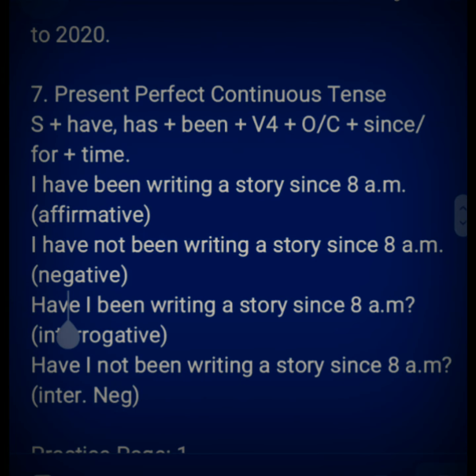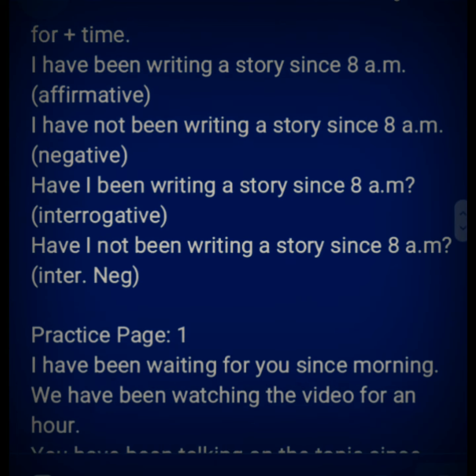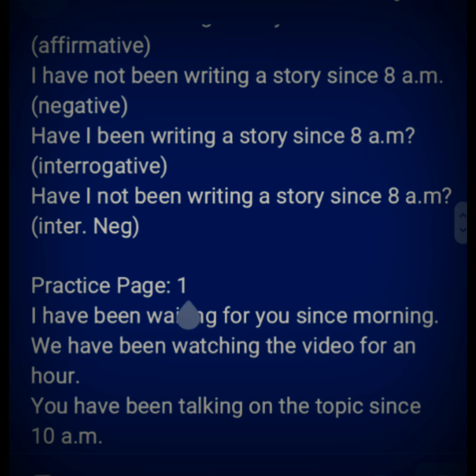Interrogative sentence: Have I been writing a story since 8 a.m.? This is an interrogative sentence. Now interrogative and negative: Have I not been writing a story since 8 a.m.? This is an interrogative and negative sentence. So here, practice page number 1.